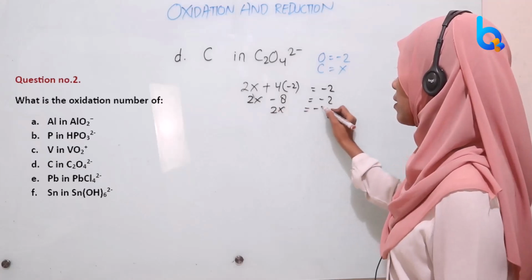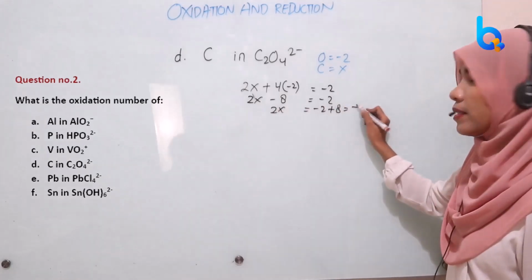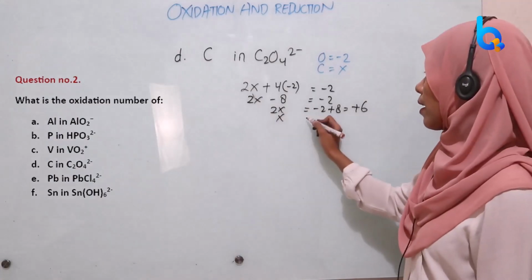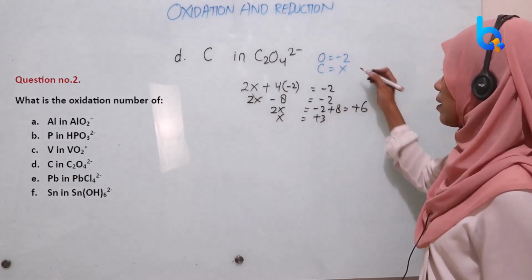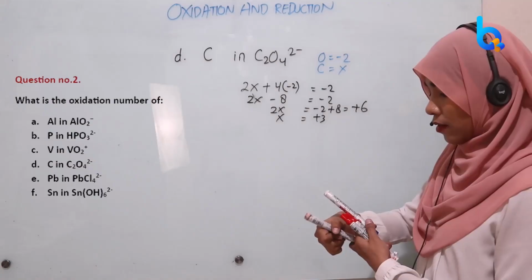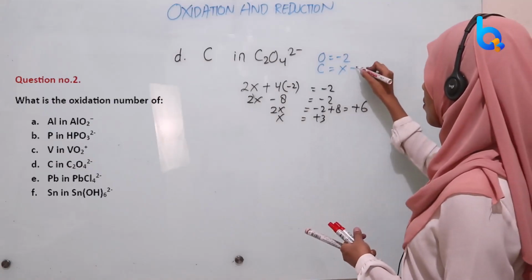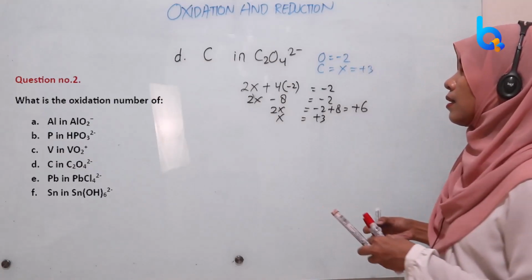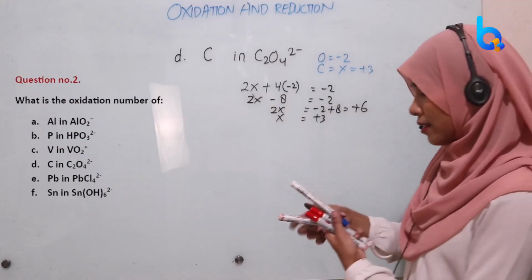2X equals -2 plus 8 equals +6. So we have X equals +3. So the oxidation number of carbon here is +3. Okay. Next, number E.